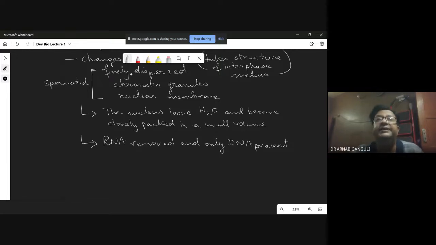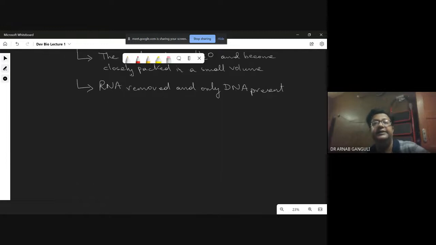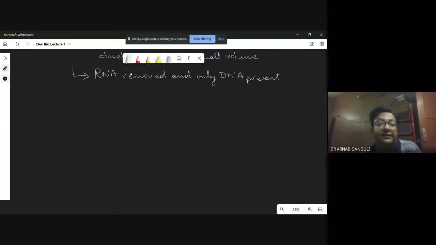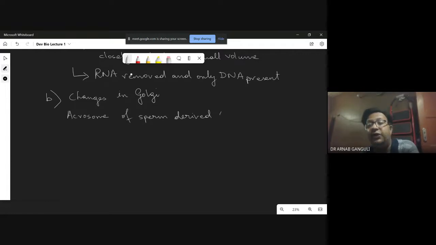The next thing which happens after the formation of the head is changes in the Golgi. This is very important. Question comes. So we know that the acrosome of sperm is derived from Golgi body. It is derived from Golgi bodies.